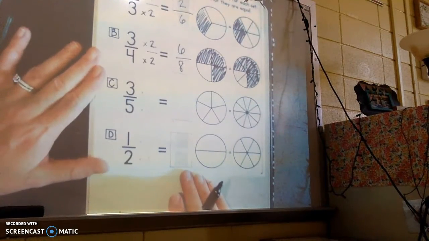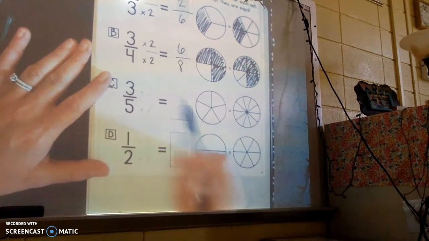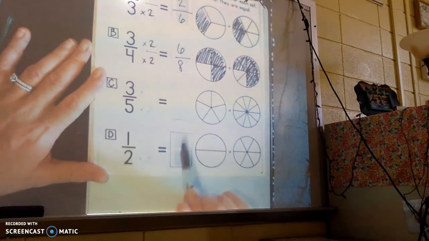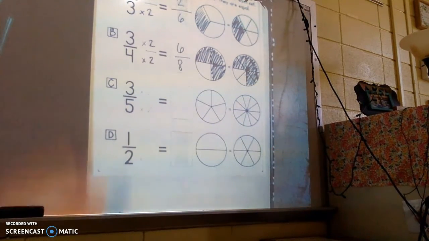So you're going to multiply by your wholes to get an equivalent fraction on C and D, and then probably be dragging something over to shade in on your Google slide.